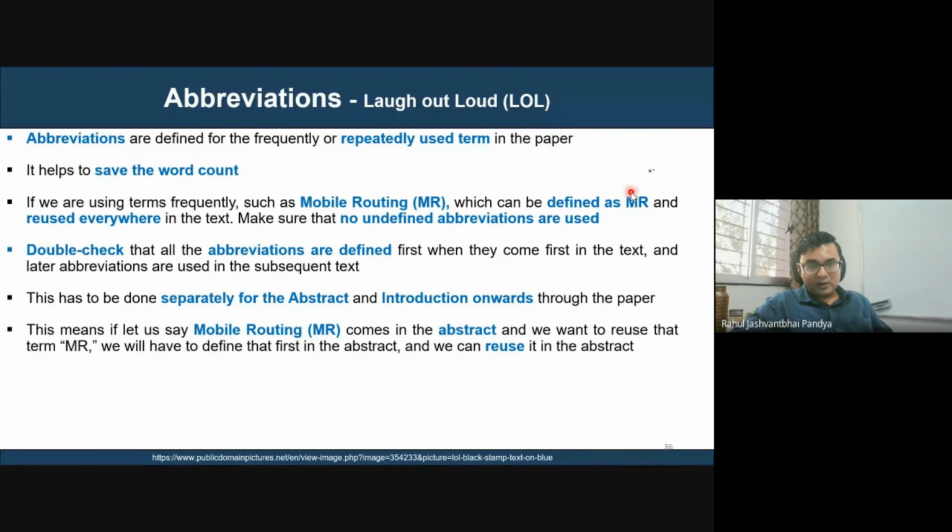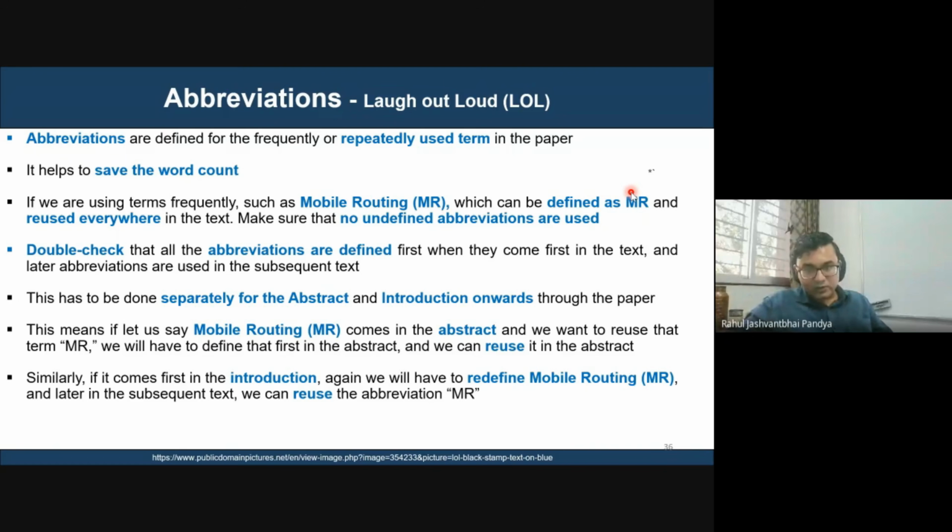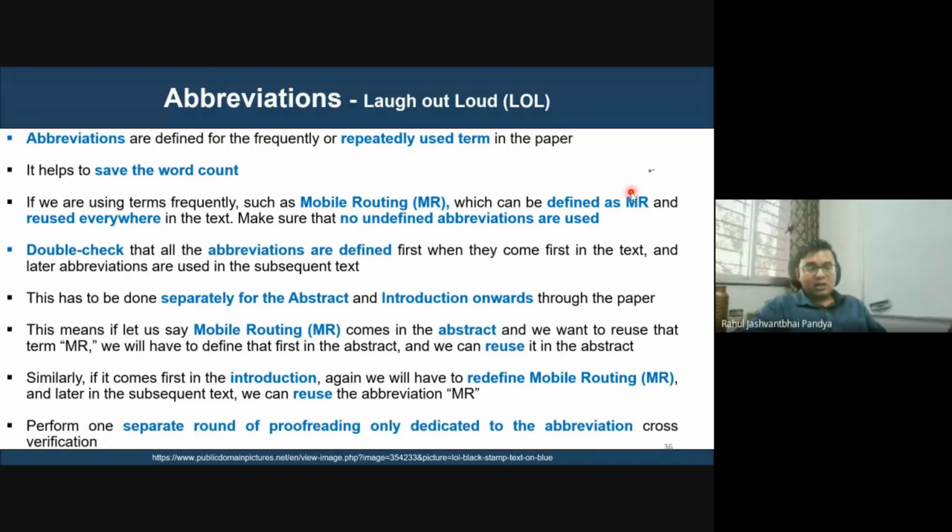So let's say if mobile routing comes in the abstract first, we must define it and reuse it. And we will have to redefine it first in the introduction, and subsequently we can reuse it, right? So those two differences we must always observe, and there must be a separate round of proofreading, and in that round, don't do anything else, just the abbreviations. Correct? Generally, we do it this way. We call it abbreviation proofreading.